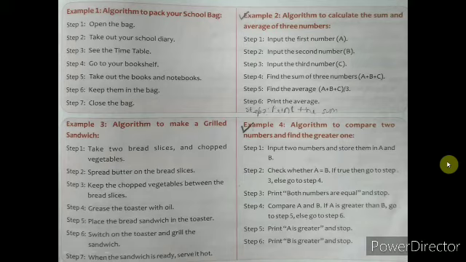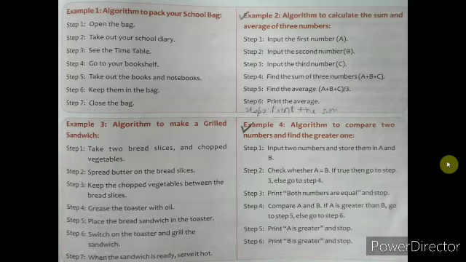So step number 1, take 2 bread slices and chopped vegetables. You all know that. After that, step number 2, spread butter on the bread slice. Number 3, keep the chopped vegetables between the bread slices. All right, so you'll have to do that. Number 4, grease the toaster with oil. If anyone has tried this at home, it'll be very easy. You all know how you've done it.